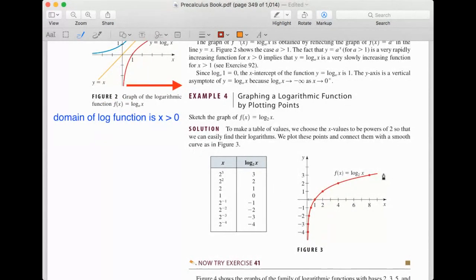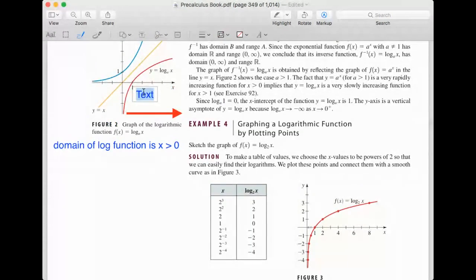So the graph always looks like this, okay? It passes through the common point (1, 0). We have a common point (1, 0).